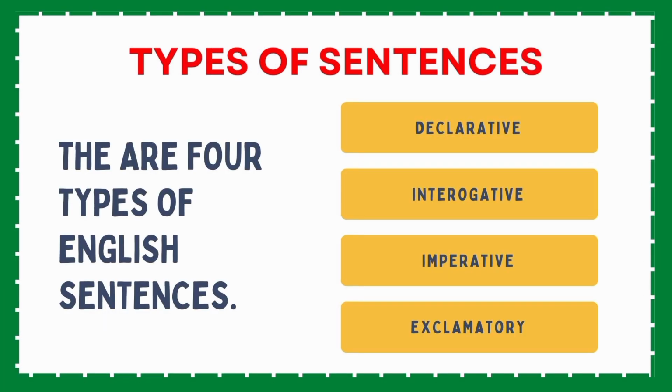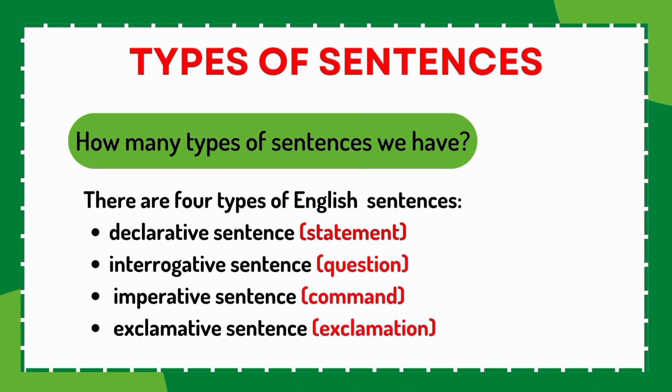Types of sentences. How many types of sentences do we have? There are 4 main types of sentences that we'll be discussing: declarative, interrogative, imperative, and exclamatory. Each type serves a unique purpose and adds depth to our writing. Throughout this video, we'll explore each type of sentence in detail, providing examples and practical tips to help you become a master of sentence structure. Let's dive into our first topic.